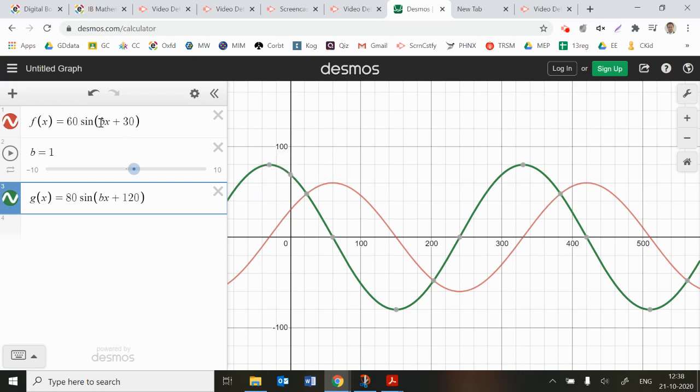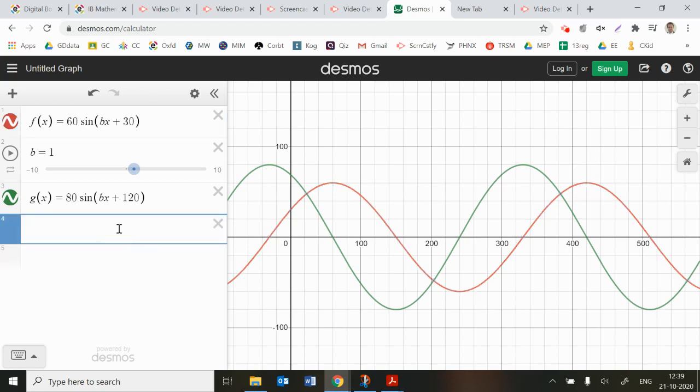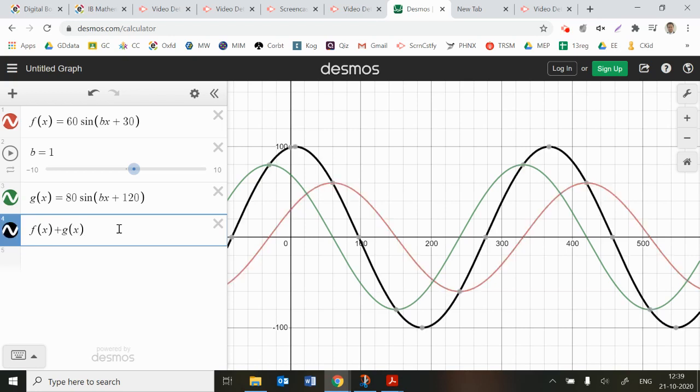So you can see that b just tells you how many repetitions you're going to get in 360 degrees, essentially. So it's going to happen once in 360 degrees. And that's the same for the other one as well. So there we go, it goes from 60 to 420. So again, that's happening once in 360 degrees too. Okay, now if we add those two things together, so if we say we've got f of x plus g of x there, you can see that we're getting another sine function. So that's just verifying that we are getting one other sine function in this case.